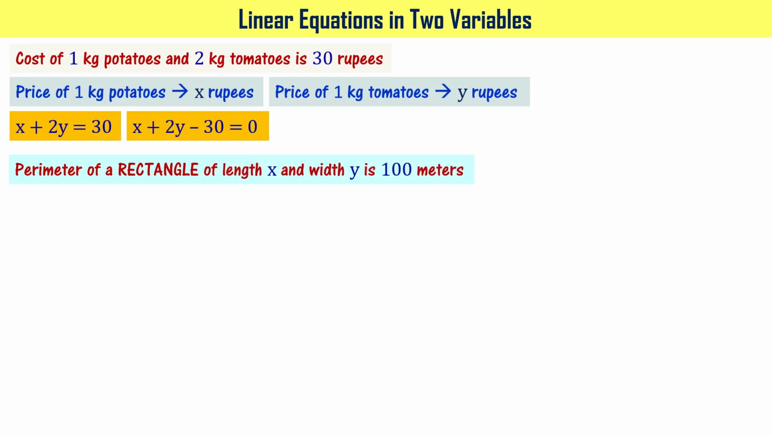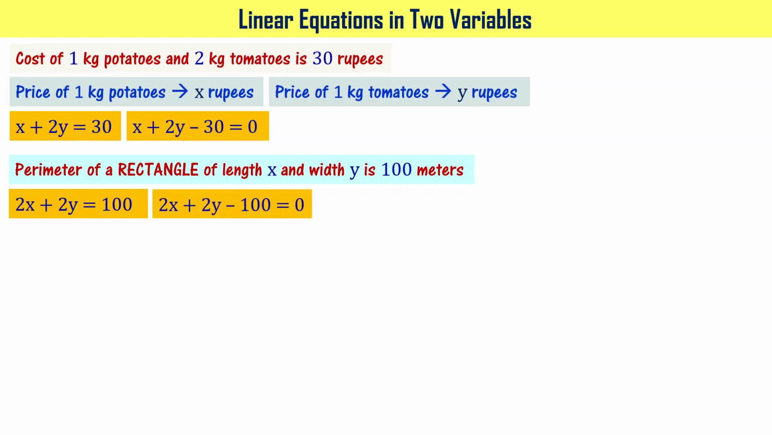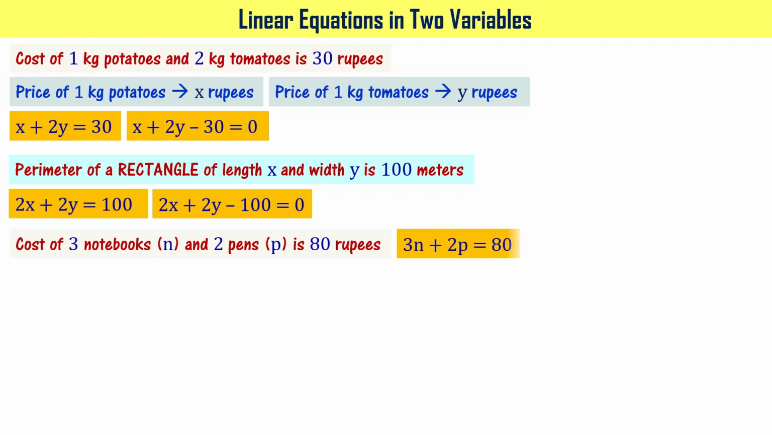Perimeter of a rectangle of length x and width y is 100 meters is given. We know that perimeter of rectangle is defined as 2 times length plus 2 times width, right? It means this statement can be written as 2x plus 2y equal to 100. That can also be written as 2x plus 2y minus 100 equal to 0. Let's say that cost of 3 notebooks and 2 pens is 80 rupees. If I denote cost of 1 notebook using N and cost of 1 pen using P, then this can be written as 3N plus 2P equal to 80. That can also be written as 3N plus 2P minus 80 equal to 0, right?